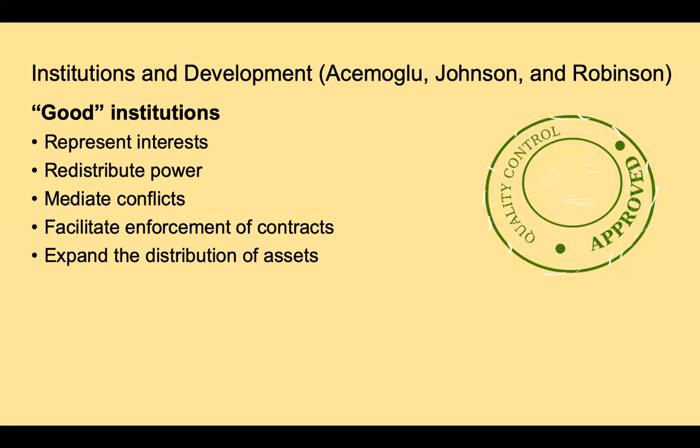It's also the case that good institutions should expand the distribution of assets. So think about rules like anti-monopoly rules, rules and institutions set up to prevent any single company from cornering too much of the market.